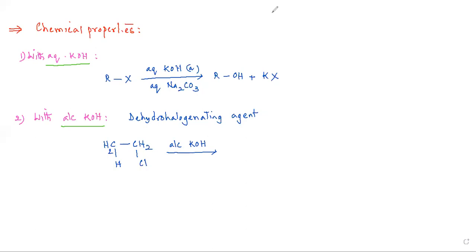See, in this case, it will be E2, isn't it? Now take the OH minus, as and when this OH minus abstracts the proton, this is what actually happens, and we get ethylene. So aqueous KOH gives a substitution product, alcoholic KOH gives elimination product.